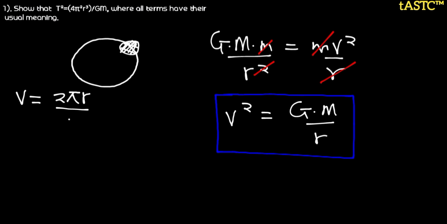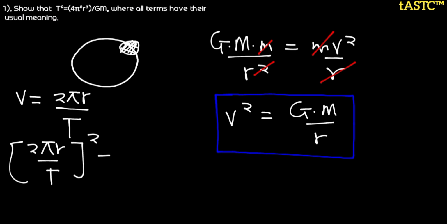Now the time is going to be the period. That is the reason why you have a t right there. So you have this here. Now we already know that there is a v squared from the previous equation. So we're going to take this and plug it in as v squared. So that will be 2 pi r divided by t, and this is squared. And this is going to be equal to g multiplied by m divided by r.